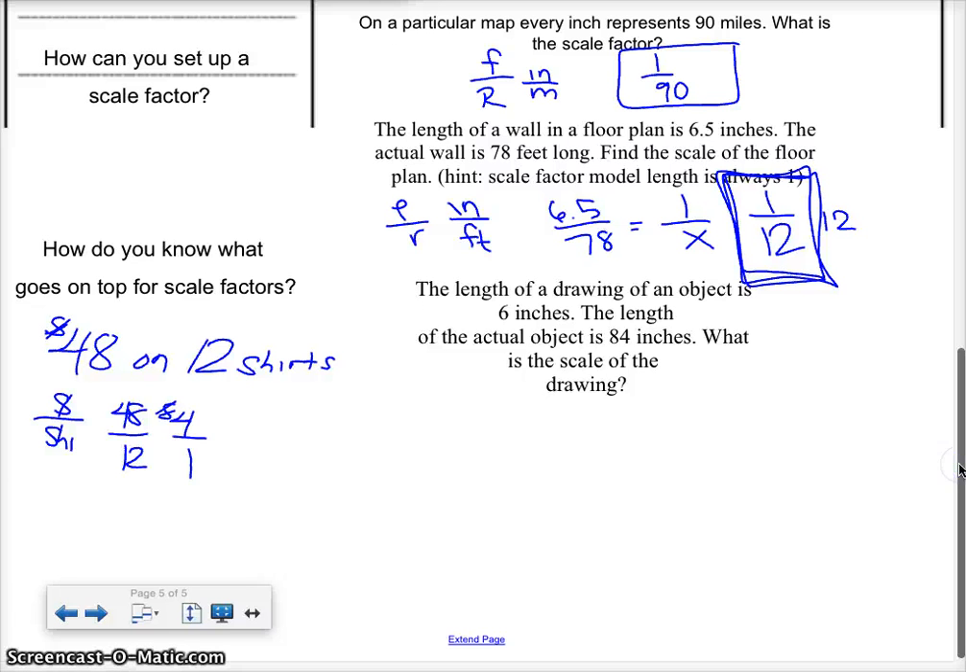Okay, last one. The length of a drawing of an object is 6 inches. The length of the actual object is 84. What is the scale? So it looks like, well, they're both inches, so what the golly, which one goes on top? So that's why I know fake is to real. It's always that fake measurement is to the real. The drawing one goes on top, the actual is 84. This is not the scale factor. It is, but it's not. I need a 1 on top. So I gotta figure out that bottom.